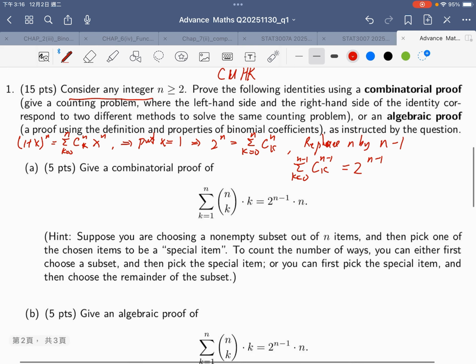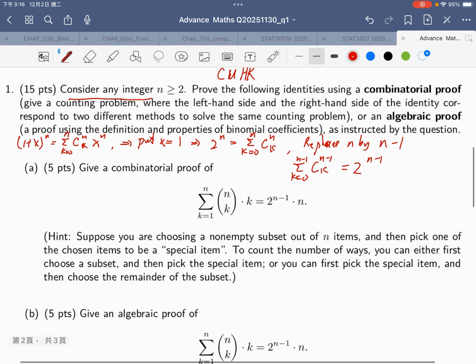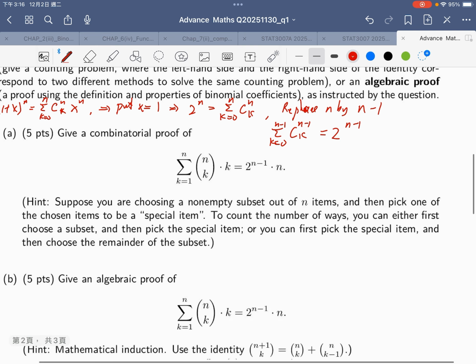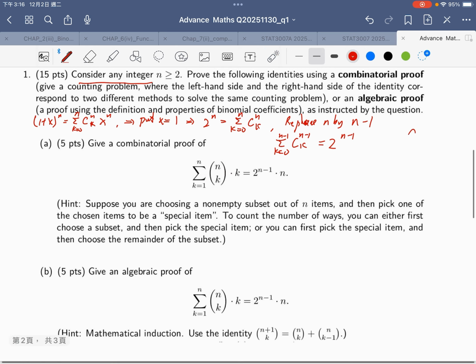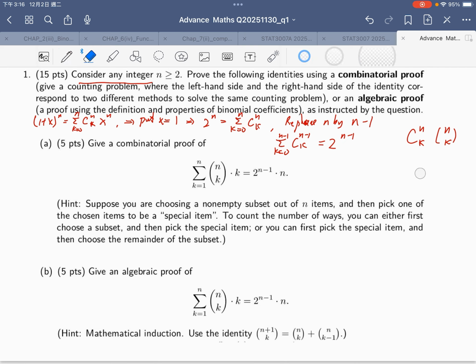Okay, now let's go to the details of the first part, using the combinatorial proof to prove this summation. This is nCk. nCk has several notations, which include this one and this one. Usually, I think everybody will know that.